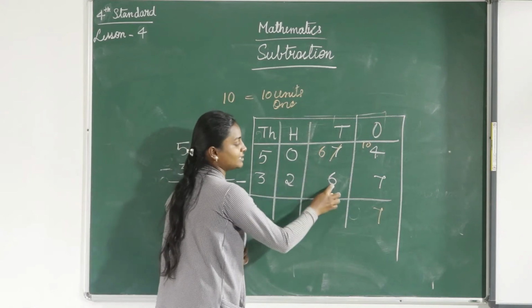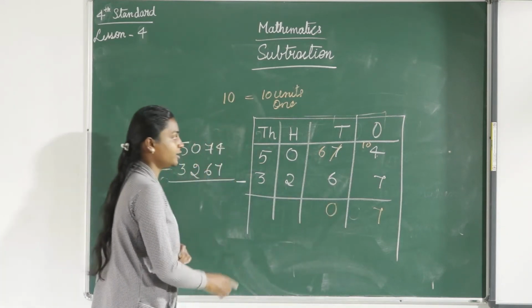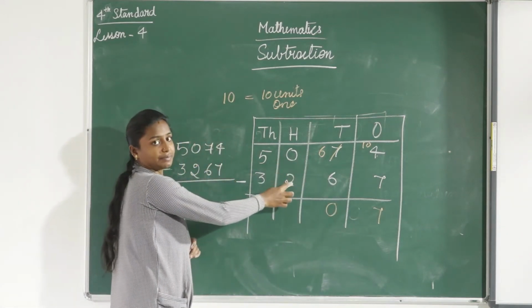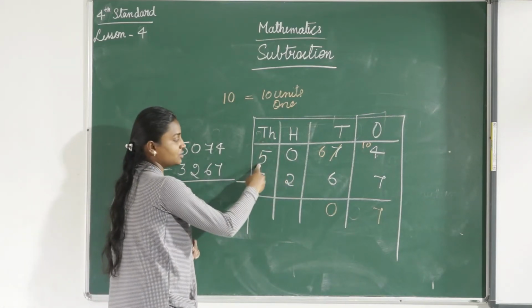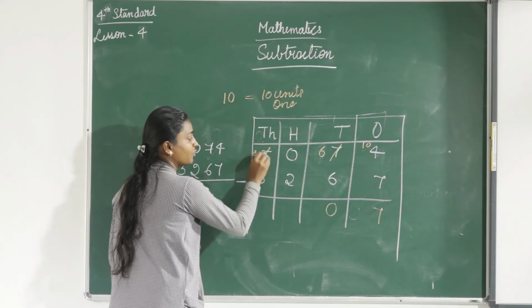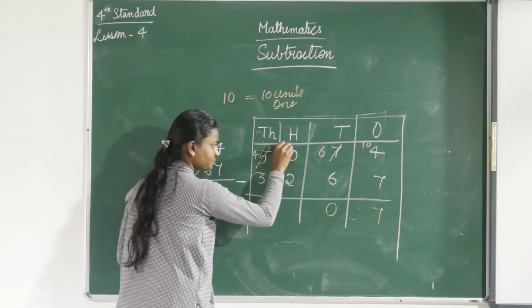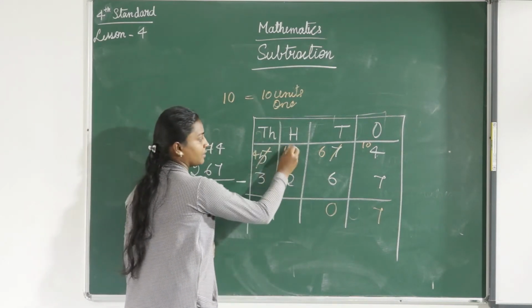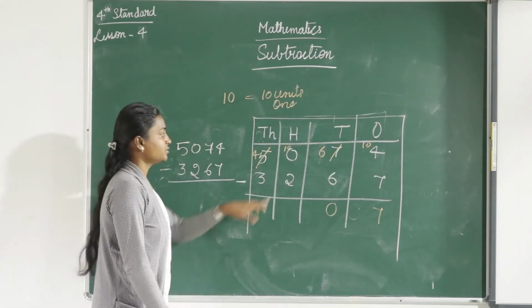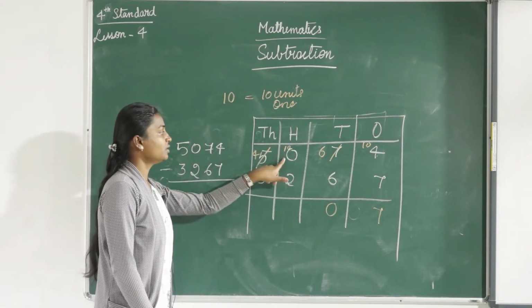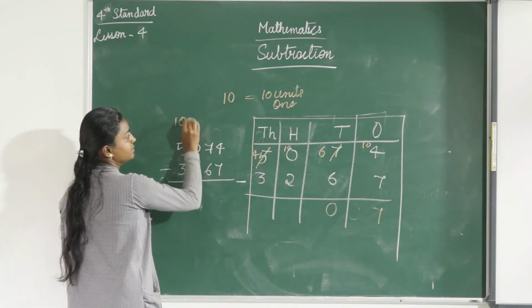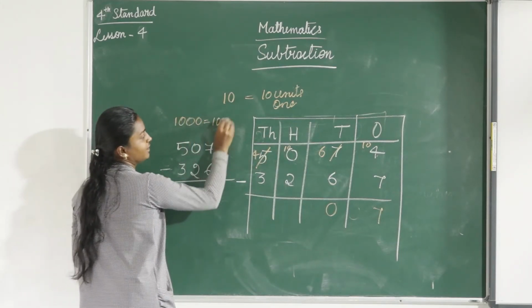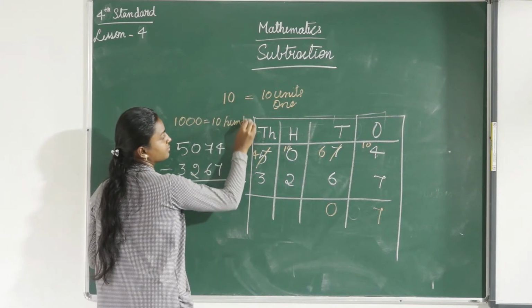Now 6 minus 6 is 0. Here also from 0 we can't subtract 2. So what do we have to do? We have to borrow from the thousands place. So 5 becomes 4 and here it becomes 10. So 1000 is equal to how many hundreds?